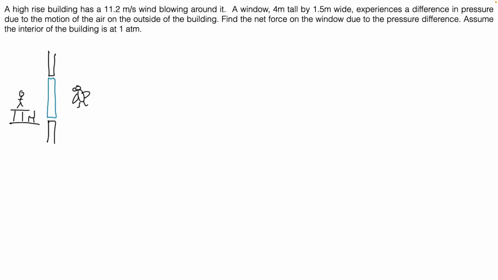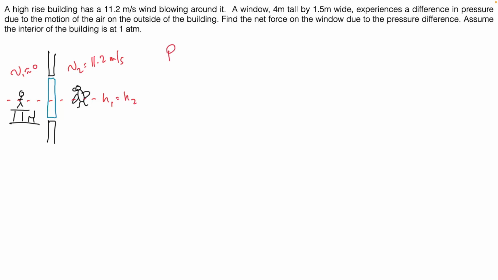Okay. So we know that the speed inside the building is pretty much 0, and the speed outside the building they gave us as 11.2 meters per second. And the height here is the same, isn't it? We're not looking at the fluid, the air, at different elevations or anything like that.